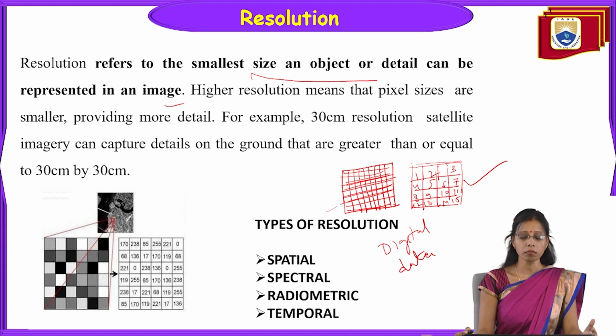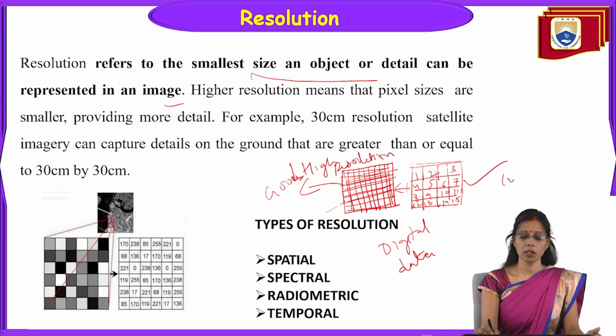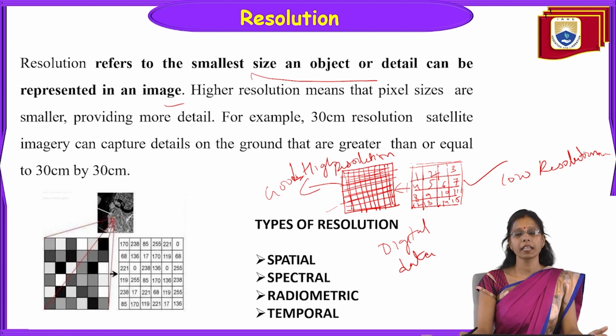If I am able to count the number of pixels, that means that satellite data has very low resolution. But if a satellite image or a digital image has many pixels, it may cover 1000 pixels, it may cover 2000 pixels. That means this kind of data will be good resolution, or we can just call it high resolution. So this data has high resolution, and this data is low resolution. Resolution means the smallest size which is visible in the image, and the detail that can be represented.